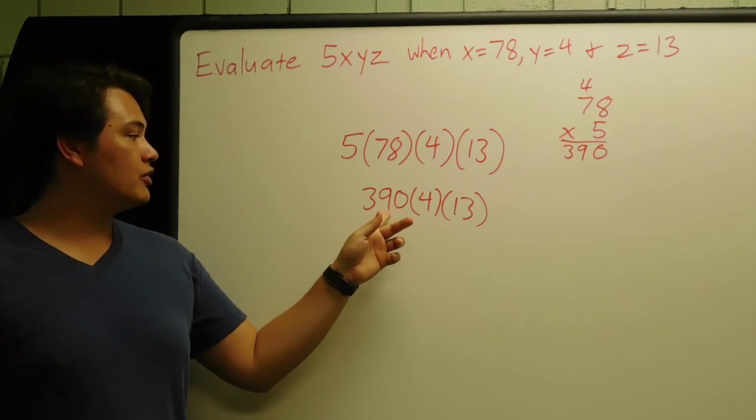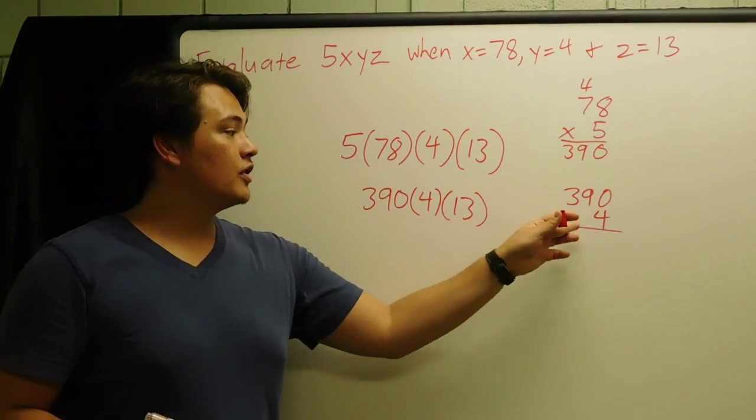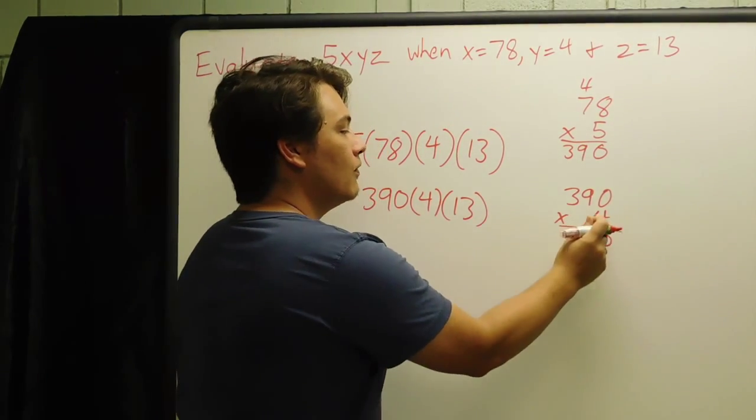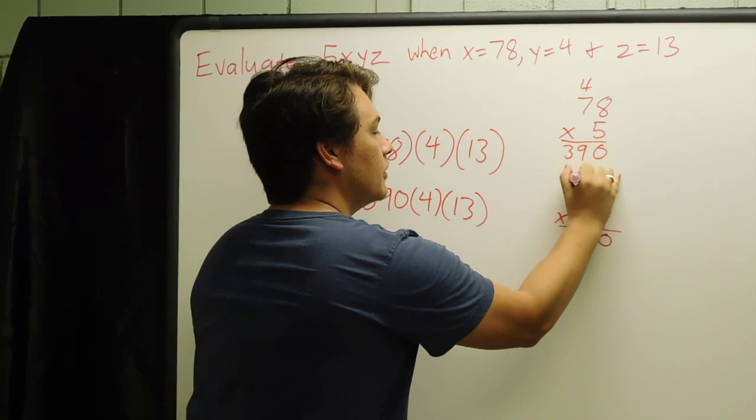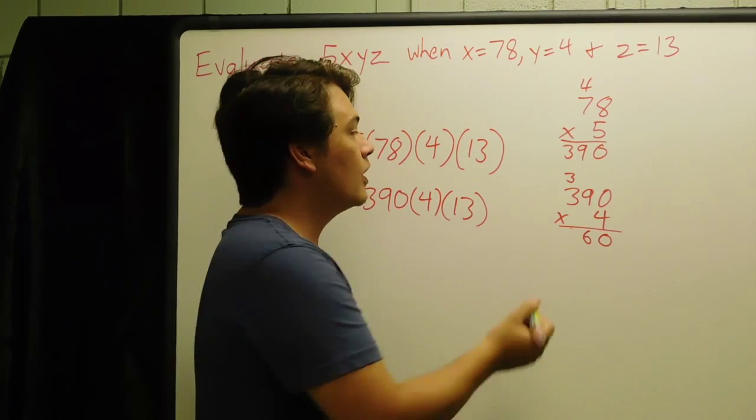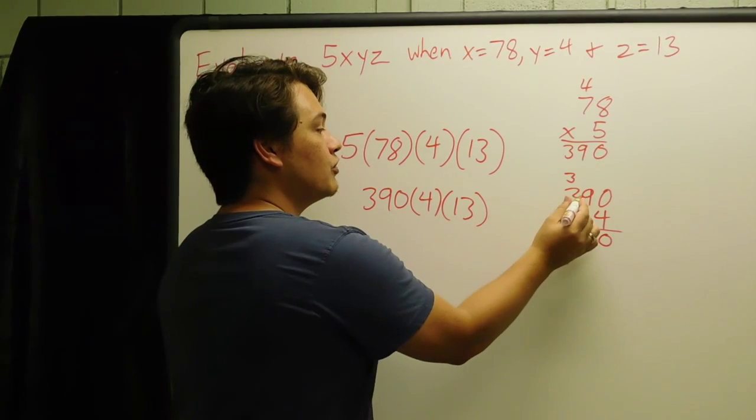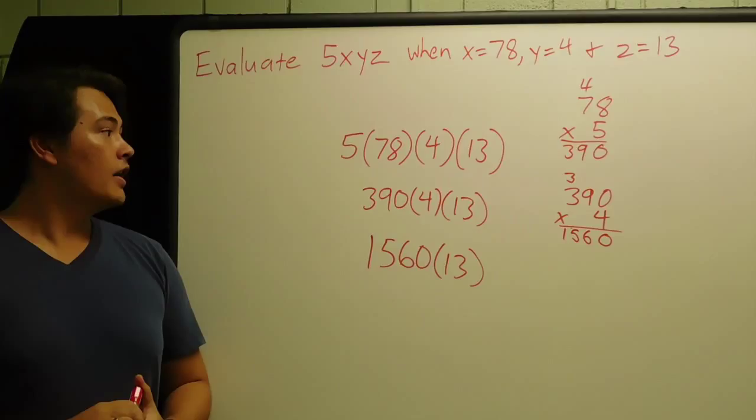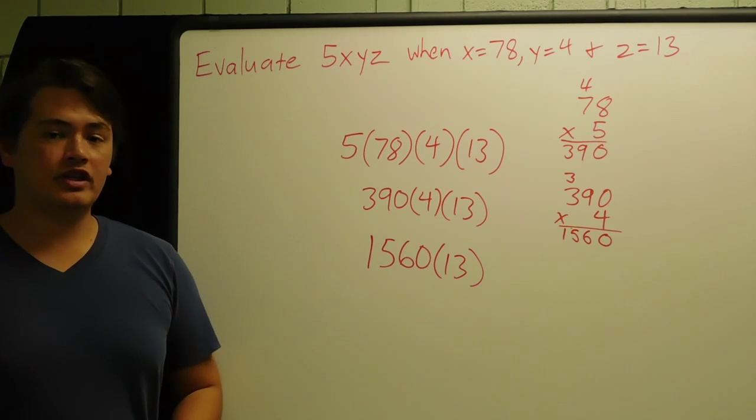So now that we have 390, we're going to multiply 390 by 4. So 390 times 4 is going to give us 4 times 0, which is 0. 4 times 9, which is going to give us 36. So 6 down here, 3 up here. 4 times 3, which is going to give us 12, plus 3 is going to give us 15. So 390 times 4 is going to give us 1,560. So now we're going to multiply 1,560 by 13.